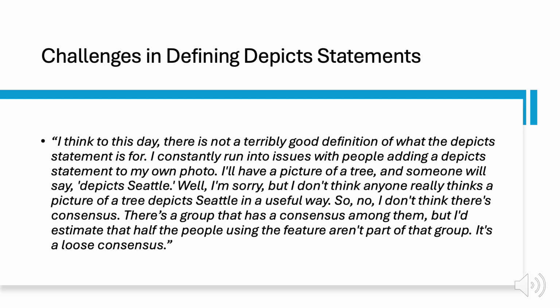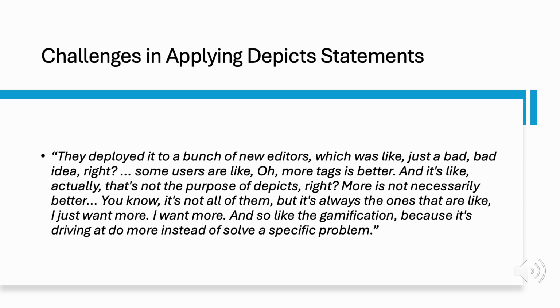The second issue was defining depict statements. Without clear guidelines, contributors relied on their own interpretations, which led to confusion and inconsistent tagging. Not only was defining depict statements challenging, but newcomers also struggled to apply them effectively in the CAT tool. Its gamified design encouraged quantity over quality. This led to irrelevant or misleading tags.